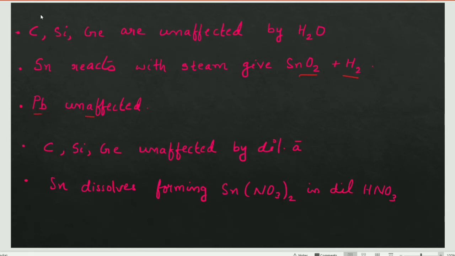Then carbon, silicon, germanium are unaffected by dilute acid. So when dilute acids are given to carbon, silicon, germanium, no reaction happens, but tin dissolves forming Sn(NO3)2 in dilute HNO3. So in nitric acid, tin reacts giving Sn(NO3)2, tin nitrate.